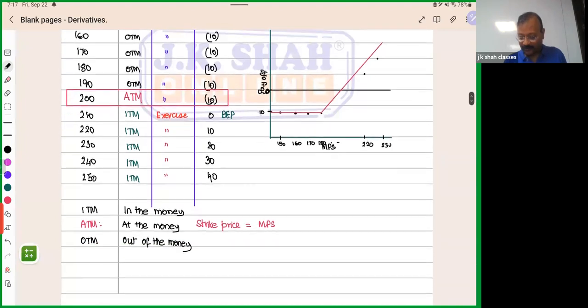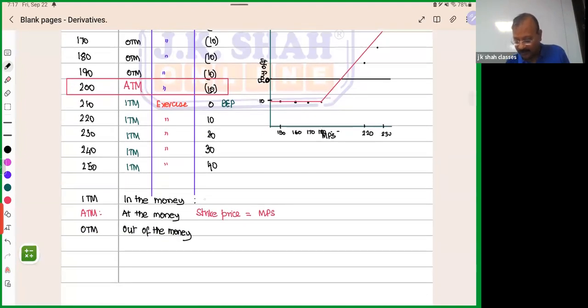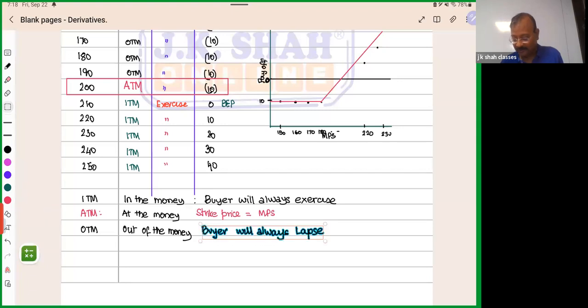And we can do one more thing. If the option is in the money, the buyer will always exercise. If it is out of the money, the buyer will always lapse, and at the money, buyer will always lapse.